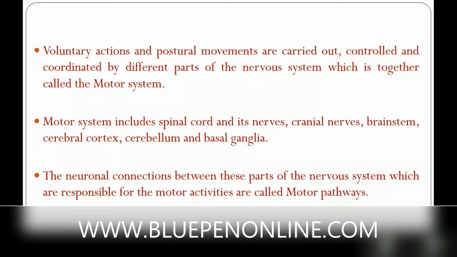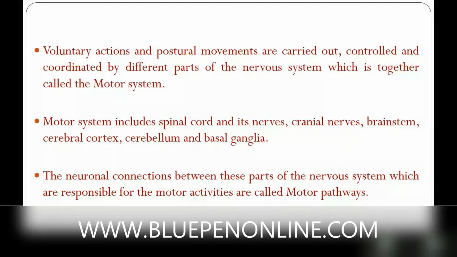It also gets information from the premotor area, the association motor area or supplementary motor area, and also from the somatosensory area. So the nerves arise from this primary motor cortex, and then pass to various parts. I will discuss that.